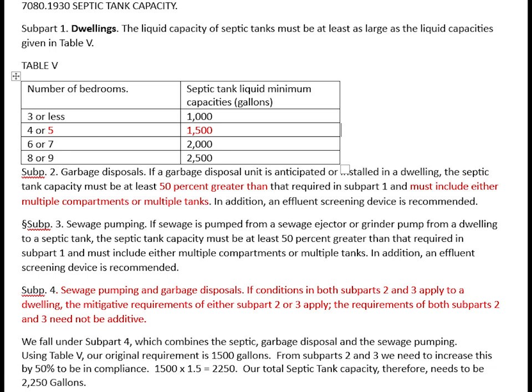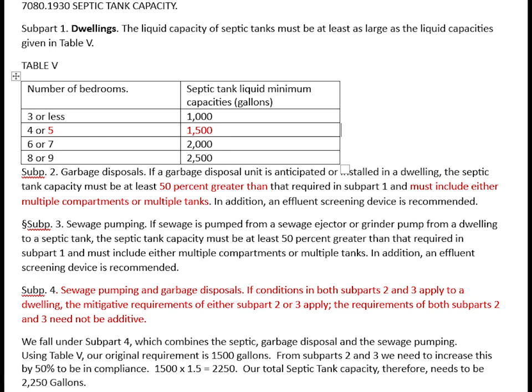Subpart 2 Garbage disposals. If a garbage disposal unit is anticipated or installed in a dwelling, which we were planning to install, the septic tank capacity must be at least 50% greater than that required in Subpart 1 and must include either multiple compartments or multiple tanks. In addition, an effluent screening device is recommended.